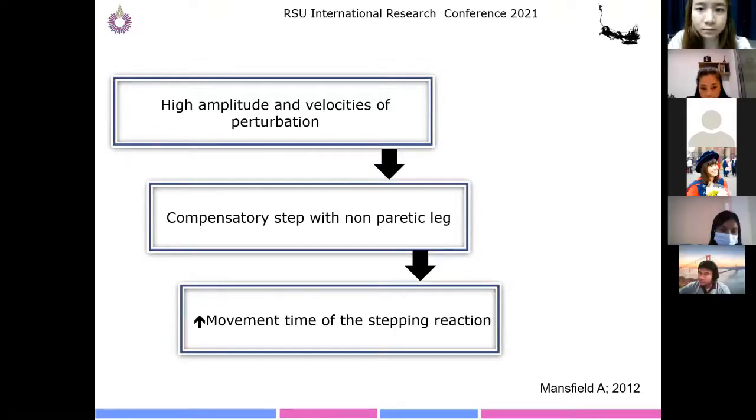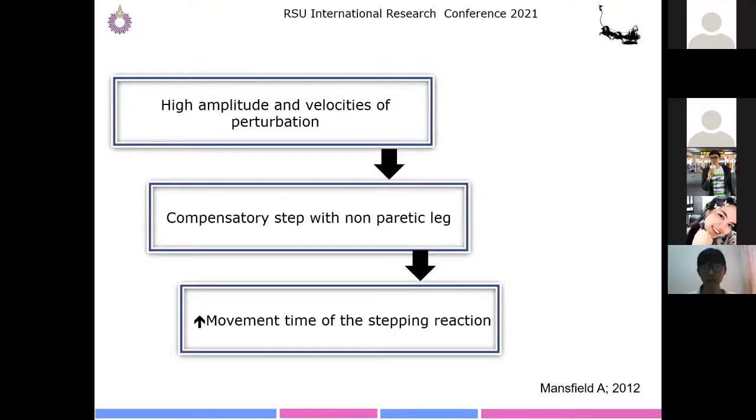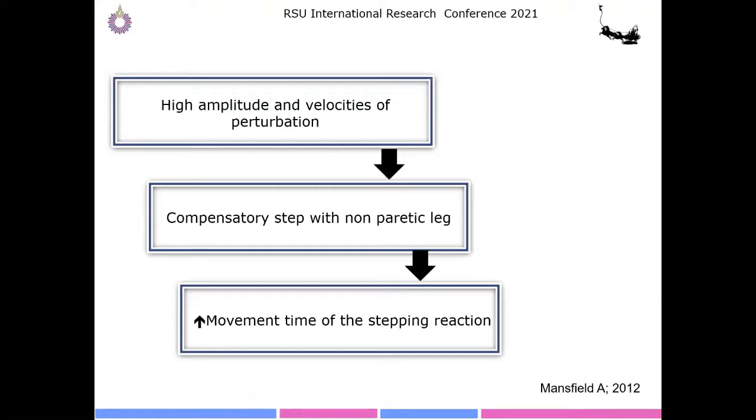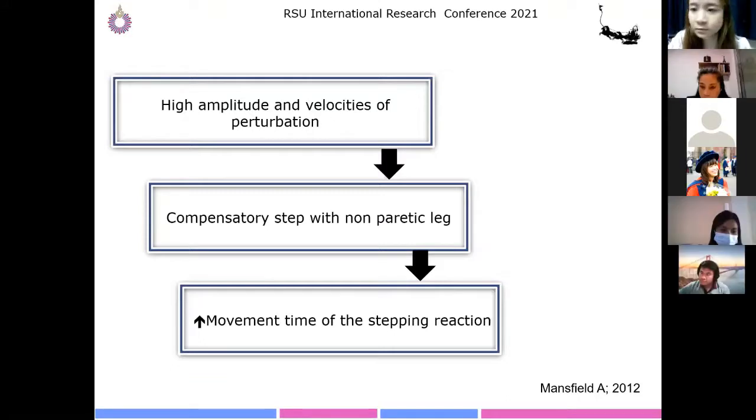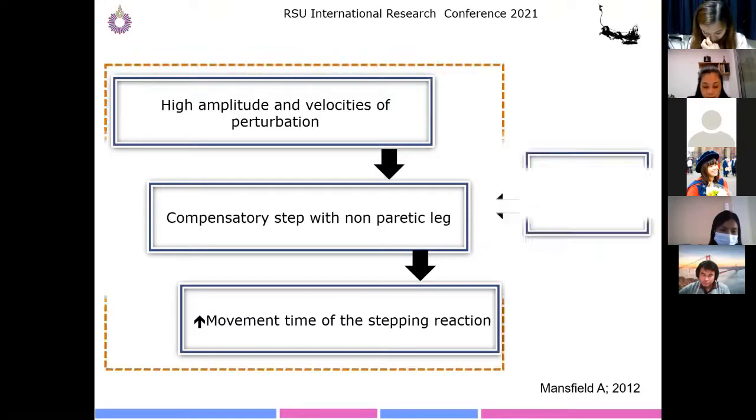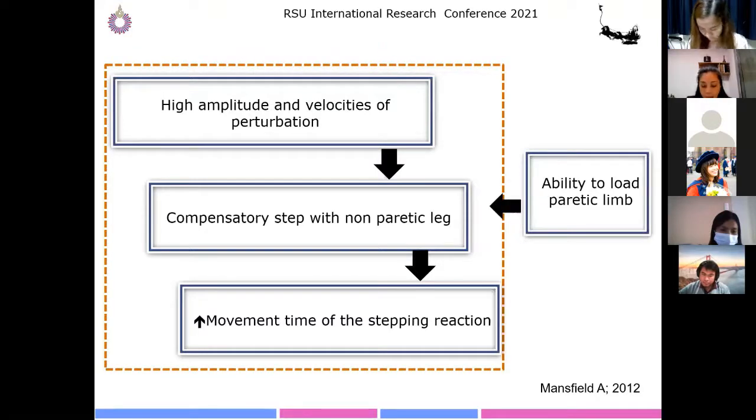Moreover, during external balance perturbation, when increasing the amplitude and velocity of perturbation, individuals with stroke will use a compensatory step with the non-paralytic leg to reposition the base of support. The individual with stroke had a tendency to increase the movement time of the stepping reaction. The study revealed that impaired loading of weight on the paralytic leg could delay the timing of the compensatory step.